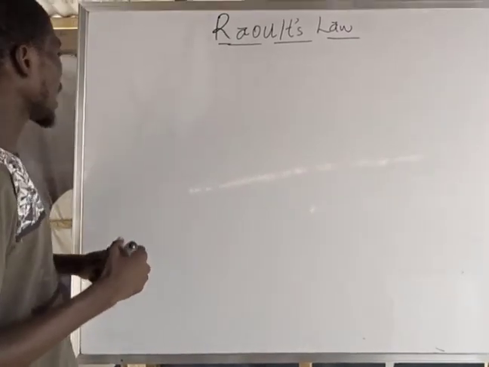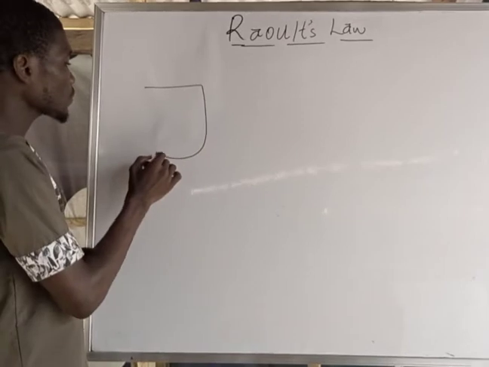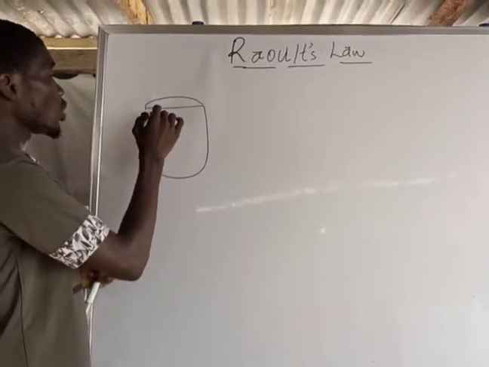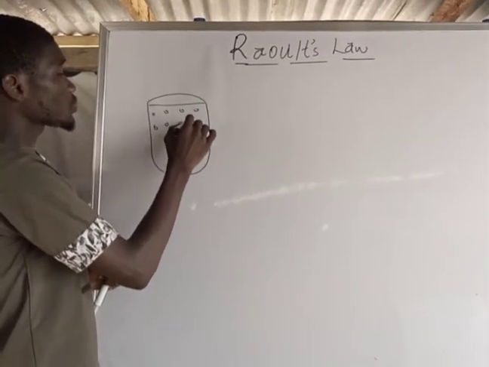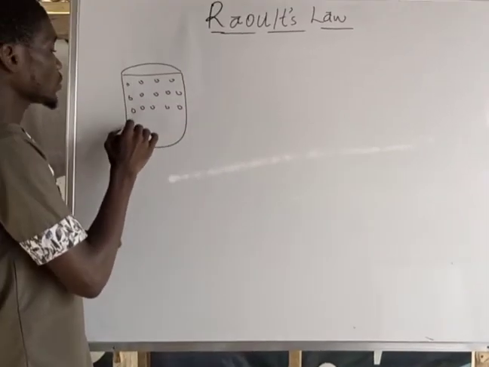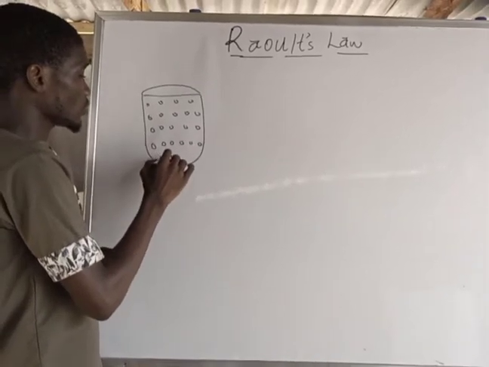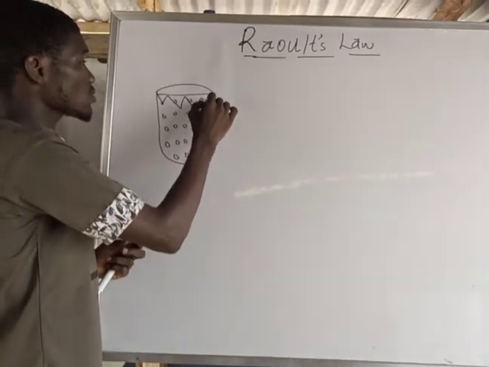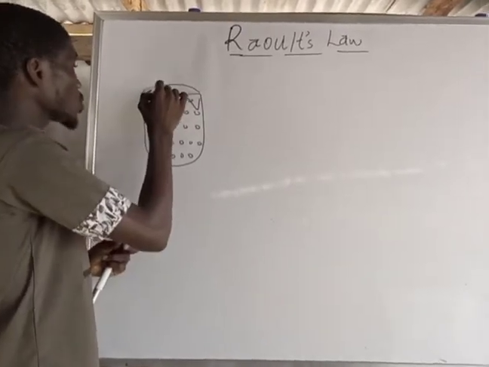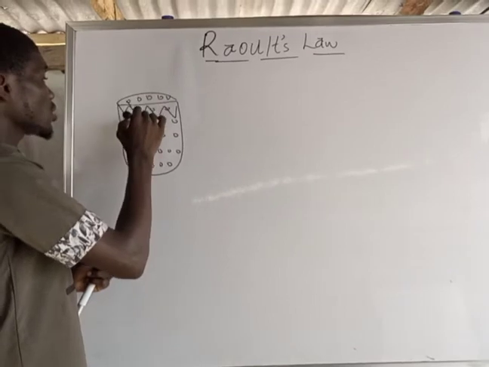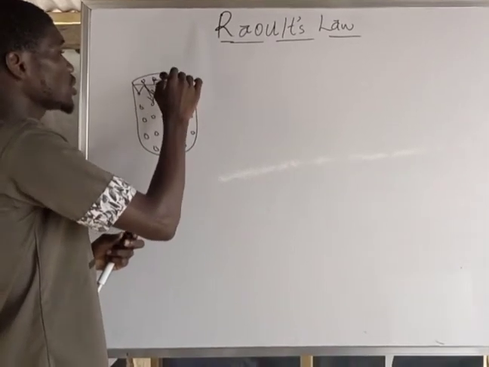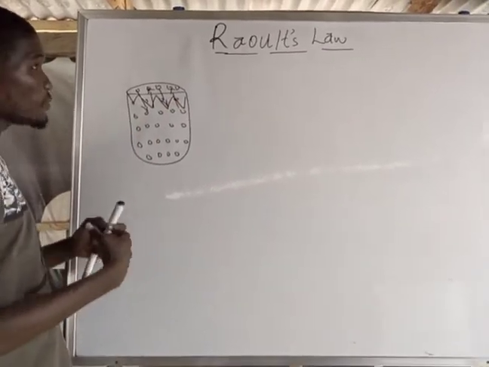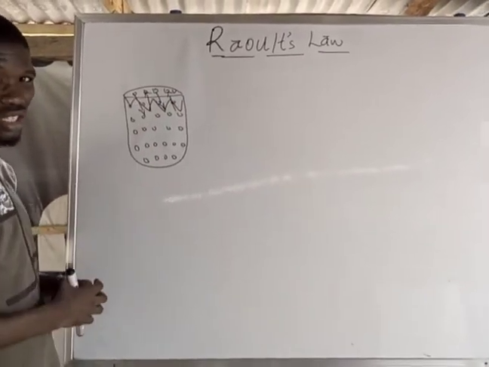First and foremost, I will be drawing a beaker to explain what Raoult's law is all about. Now look at this particular beaker here. I have some particles here, this arrow, this arrow, this arrow, this arrow. I want to use this to explain the vapor pressure before I state Raoult's law.